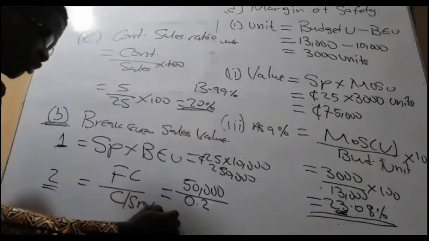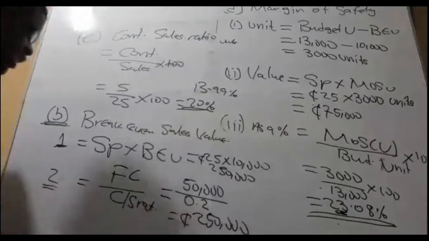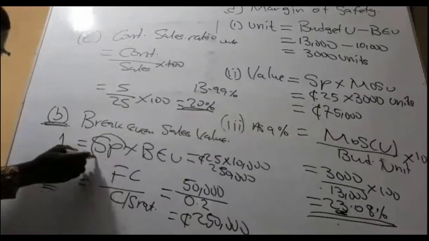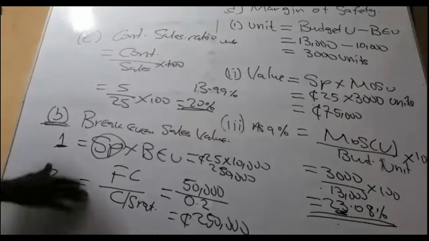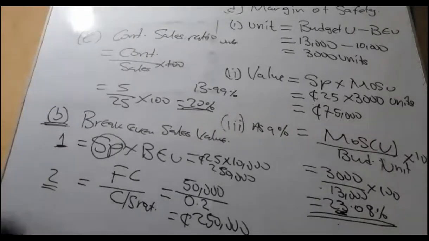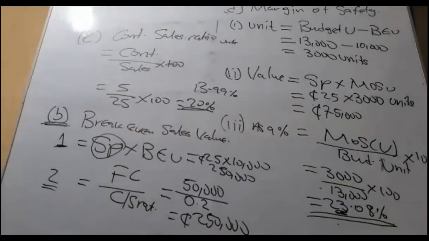250,000. Good. So this one will give us 250,000. Why? Sometimes the selling price will not be given to you in a question. That does not mean that you cannot find the breakeven sales value. So that's your alternative. How do we get it? The margin of safety in terms of value can also drive a formula for it. Good. We'll get there. I'll do that one also.